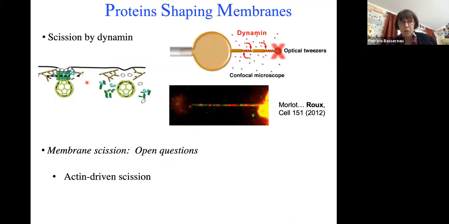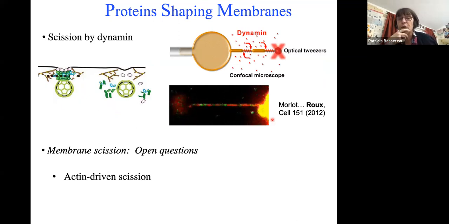So this is about bending, deforming a membrane, but as I mentioned, at the end of the day, if you have a clathrin vesicle, it needs to be detached before being transported into the cell. At that level, there are two important proteins involved in scission. The first one, which is very well studied, is dynamine, which forms a type of ring, which we can see here. But also actin.